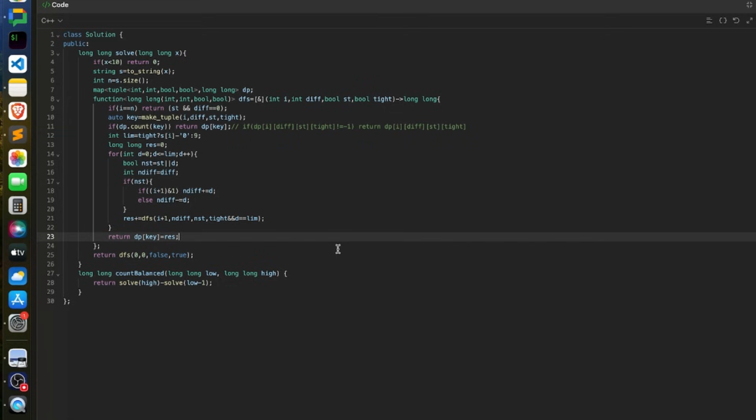Today's contest was not that hard. The fourth problem was a good one, but it's a standard digit problem. If you have solved at least one digit problem, you can solve it easily, right?